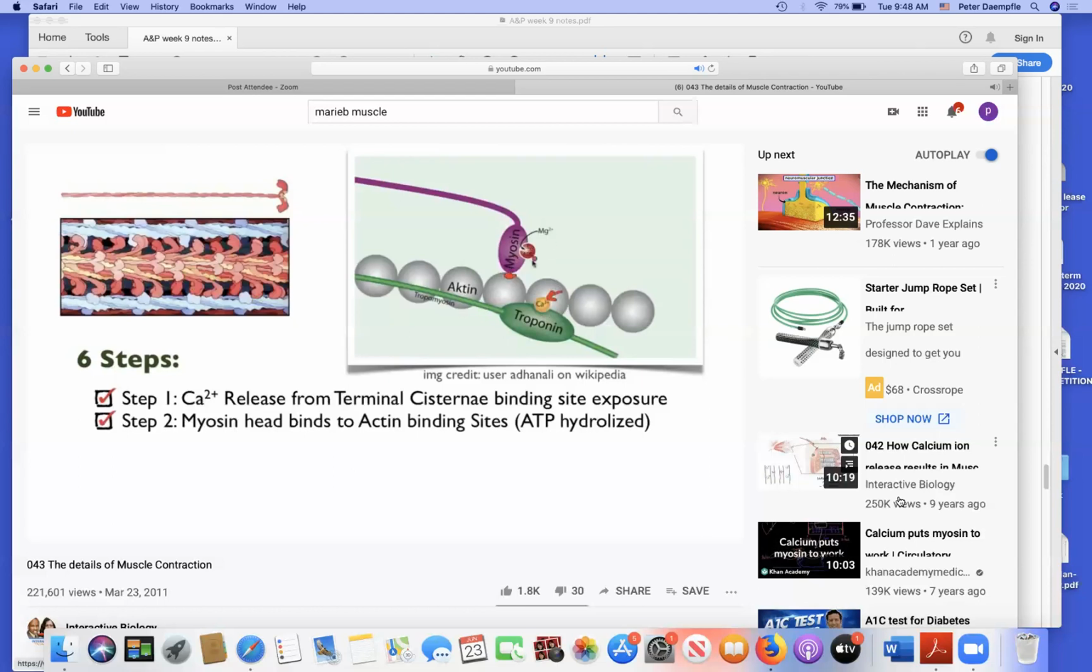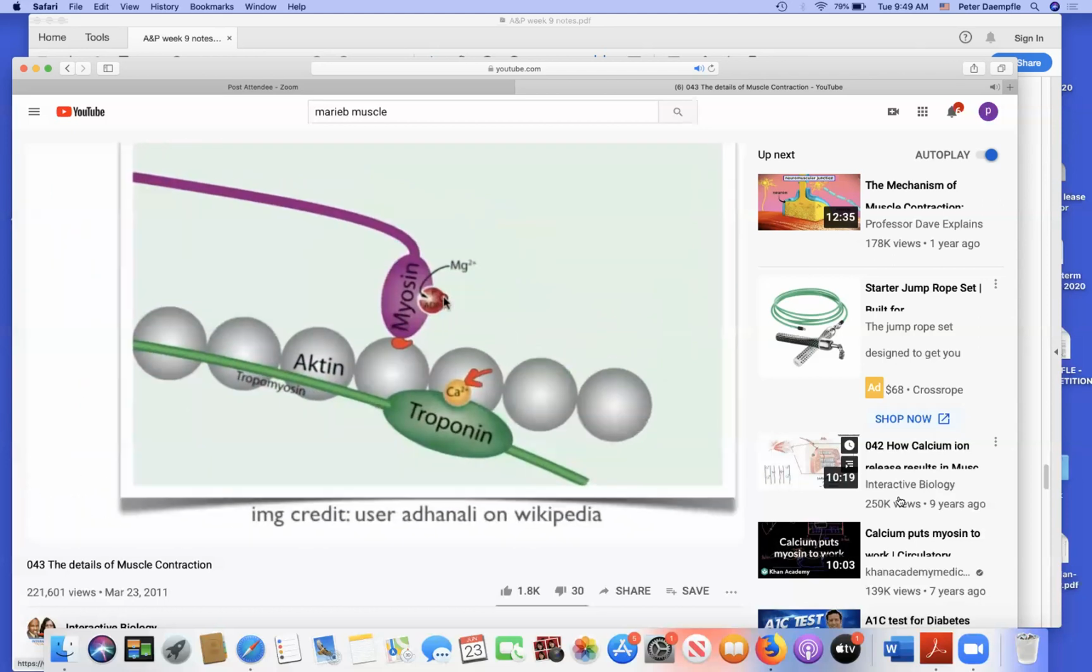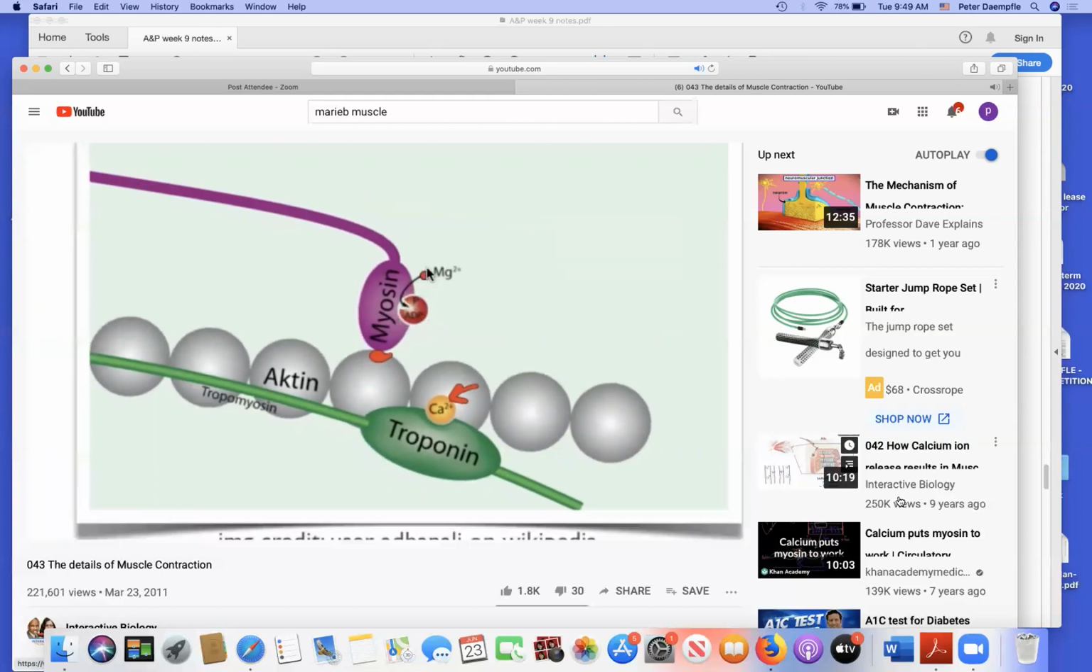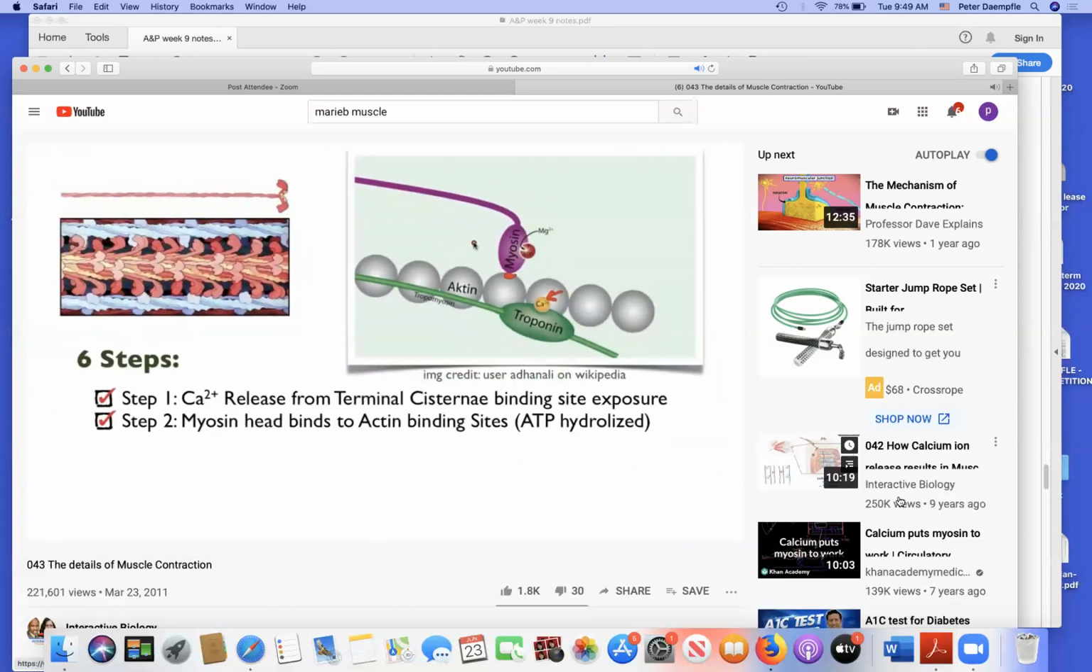Now, in order for that to happen, we said that there's normally ATP on the myosin heads, and you saw that in the previous figure. But that ATP has to be hydrolyzed to become ADP and an inorganic phosphate. So we have ADP and the phosphate. All right, so we have the myosin head that has bound to the binding site on the actin. That was step number 2.